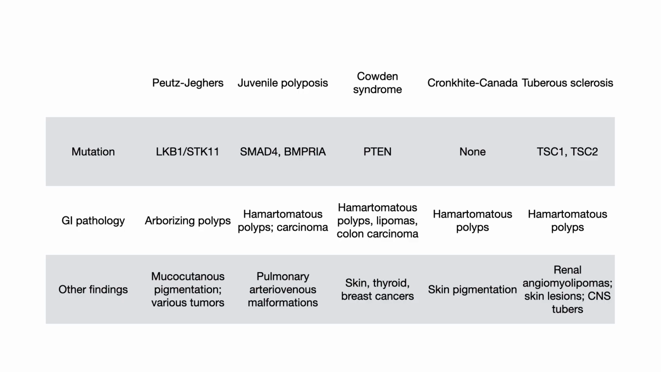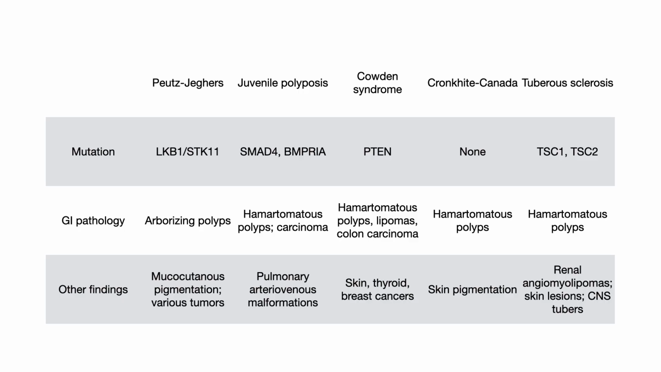With these, it's good to know, I think, some of the things associated with it. Remember, if they're all the same, then they've got to give you something in the question that's different. So Peutz-Jeghers, the mucocutaneous pigmentation, very useful. Juvenile polyposis is associated with pulmonary arteriovenous malformations. Cowden syndrome has other cancers associated with it. Cronkhite-Canada has skin pigmentation as well.